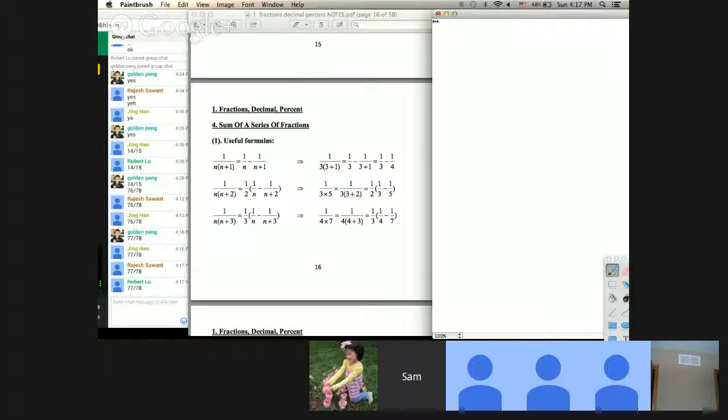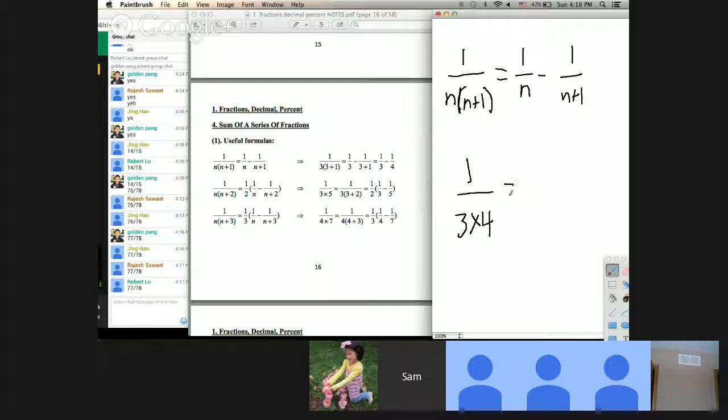So if you look at it, it says 1 over n multiplied by n plus 1 is always going to equal 1 over n minus 1 over n plus 1. So what does that mean? Okay, so for example, if you had 1 over 3 times 4, this is going to equal 1 over 3 minus 1 over 4. So you'll see why this is helpful in a moment.